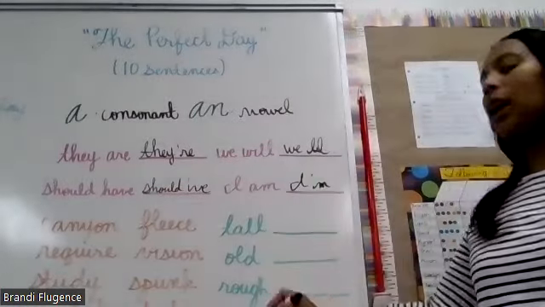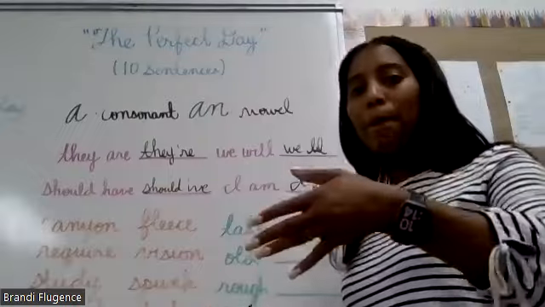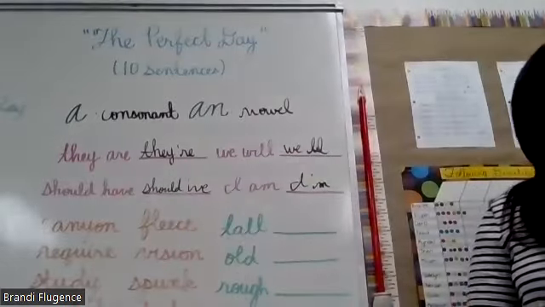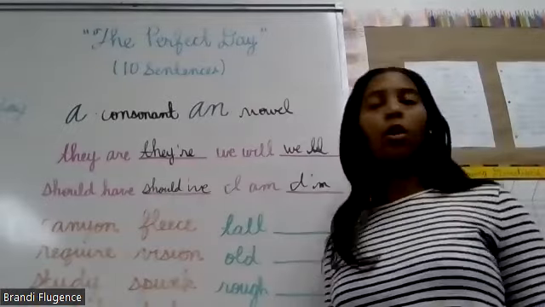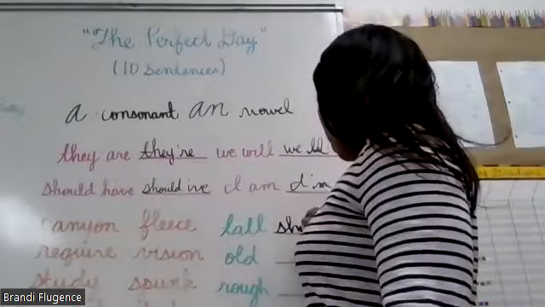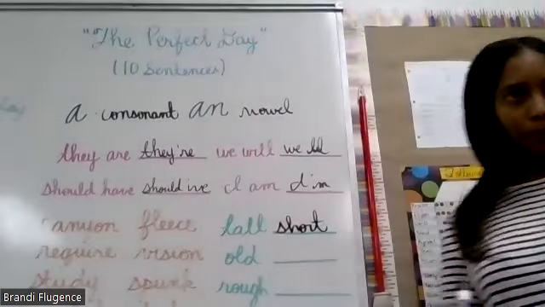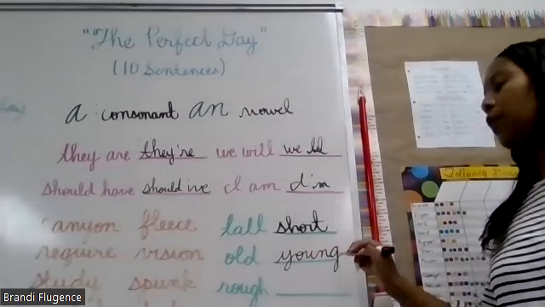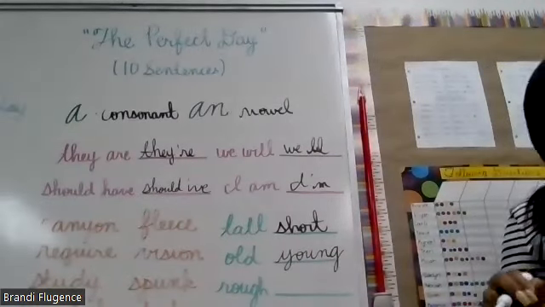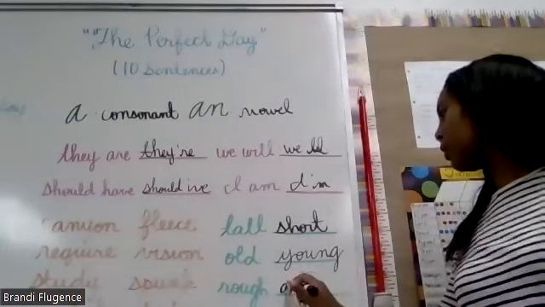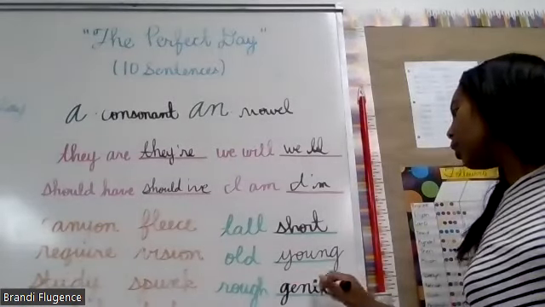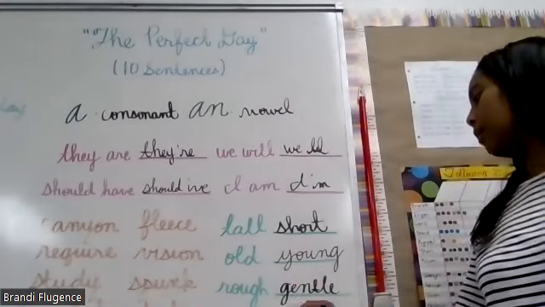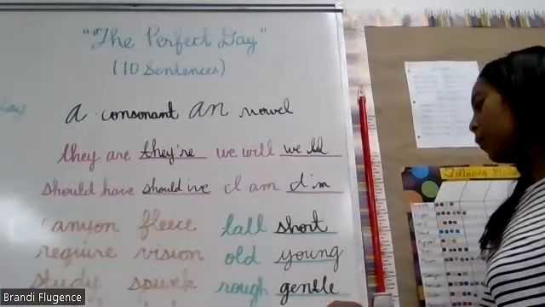All right, let's review antonyms. Remember, antonyms are opposites. It's another word for opposites. So what is the antonym of tall? The antonym of tall would be short. What is the antonym of old? Young. The antonym of rough? Gentle. Okay, we can say gentle. I was going to say smooth, but gentle. And then the antonym of heavy? Light. Something's light.